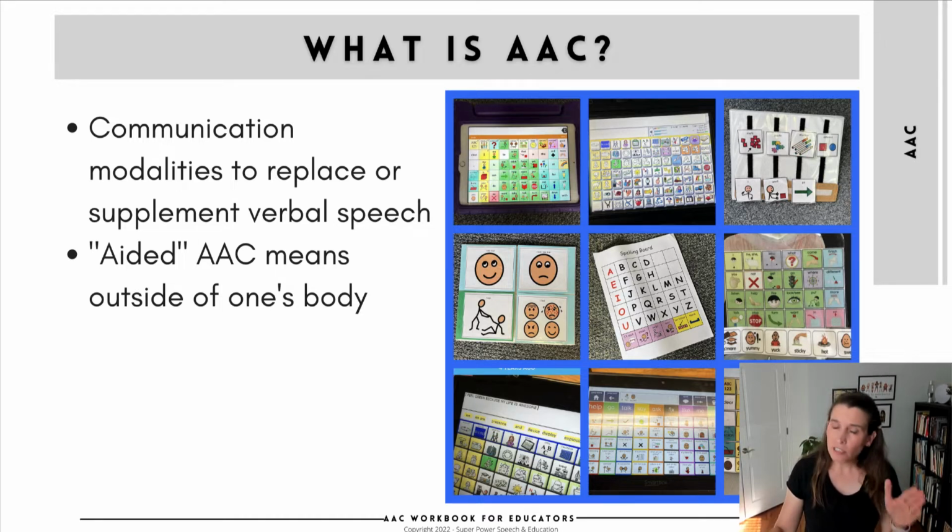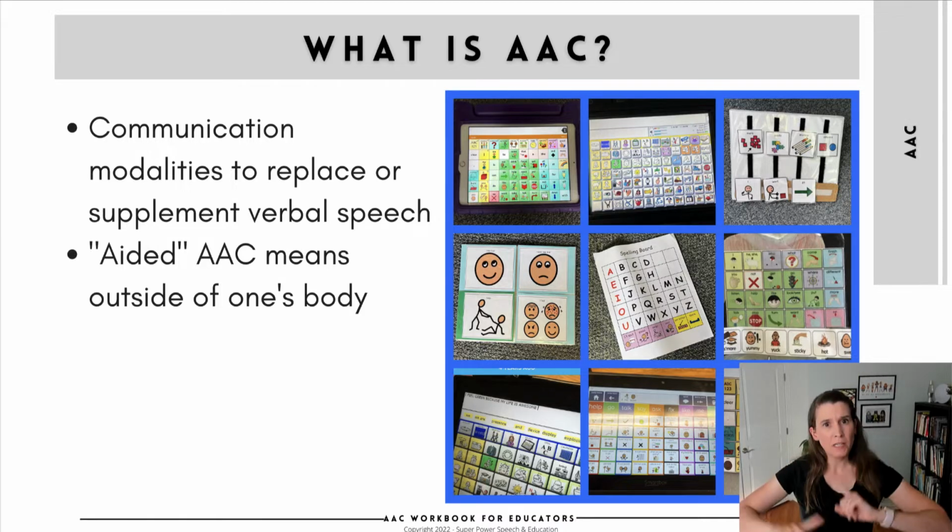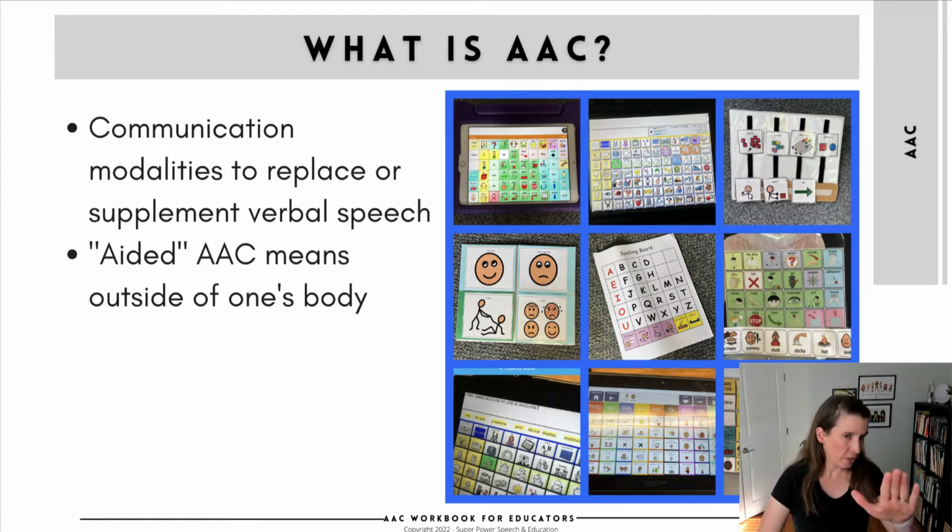There's different types of AAC, but what we're going to be focusing on here is called aided AAC, and that means it is something that is outside of one's body to help them communicate. So unaided would be things like sign language. Aided is when there's an actual tool to help a child or an adult communicate better.